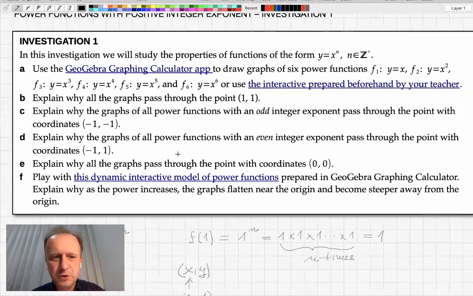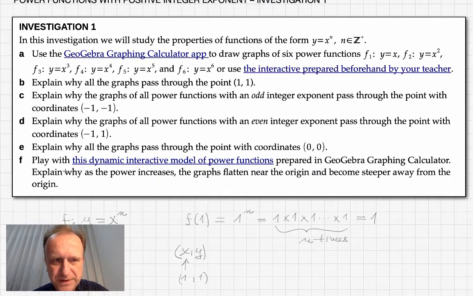So yeah, this should be the answer to part F. And this should be it for this investigation.